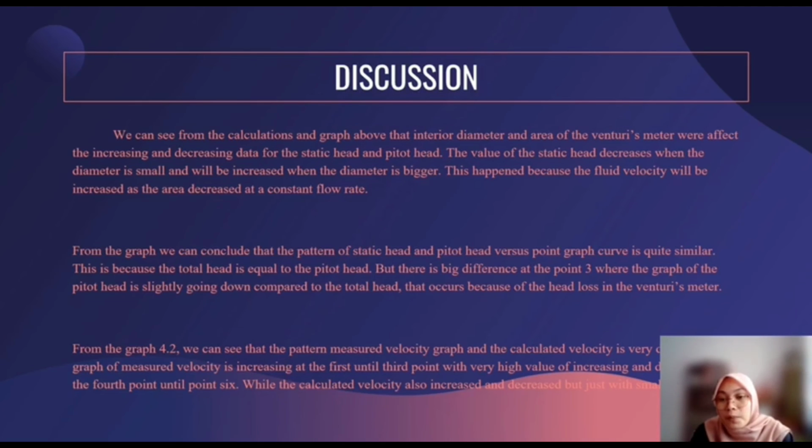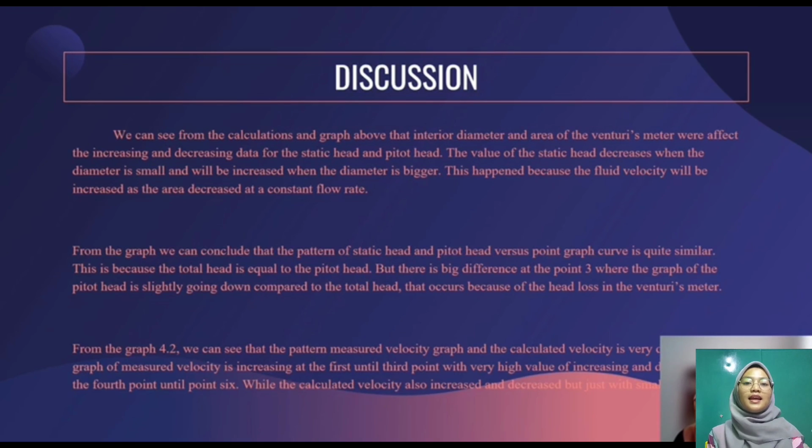Okay, from graph 4.2, we can see that the pattern of the measured velocity graph and the calculated velocity is very different. The graph of measured velocity is increasing at the first and third point with a very high value of increase, and decreasing at the fourth point until point 6. The calculated velocity also increases and decreases from the fourth part but with a small value. Lastly, I will just give a conclusion.